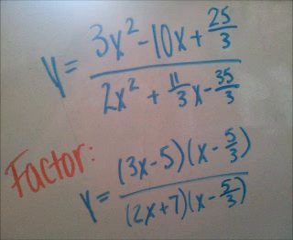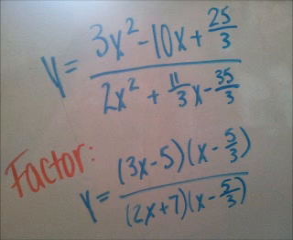My horizontal asymptote I find by finding the largest exponent in my equation and then dividing top by bottom. So 3x squared over 2x squared, x squared is the largest exponent that I have in my equation, and the coefficients of those are 3 over 2, so I have a horizontal asymptote at y equals 3/2.